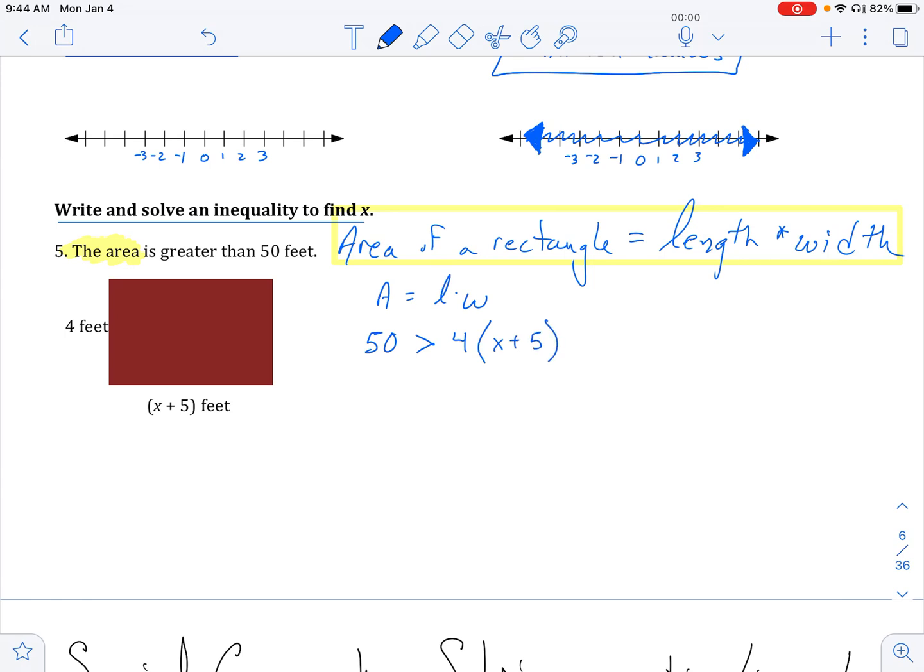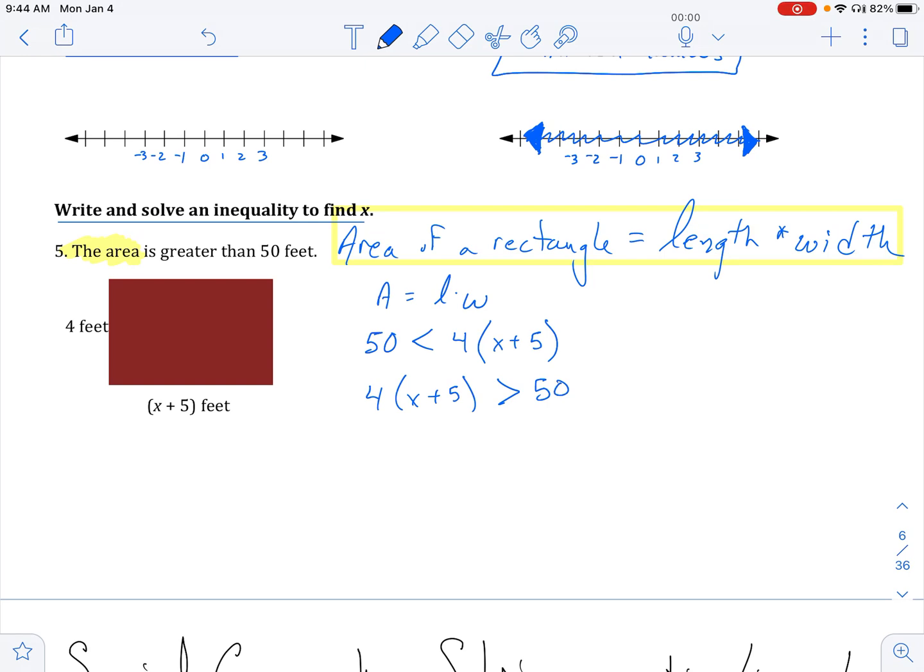The most important thing is that we have to be able to set up an inequality. So we know that the area is greater than 50. Let me pause here, because the area of this rectangle is greater than 50. It doesn't say 50 is greater than the area, so I need to be careful on this inequality. An easier way to think about it is that my length times my width has to be greater than 50.